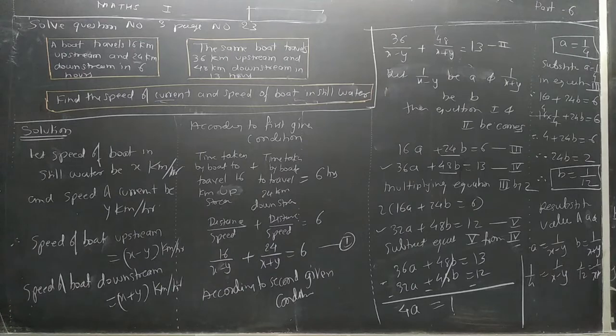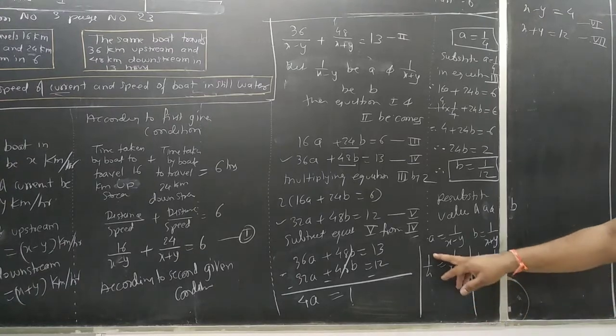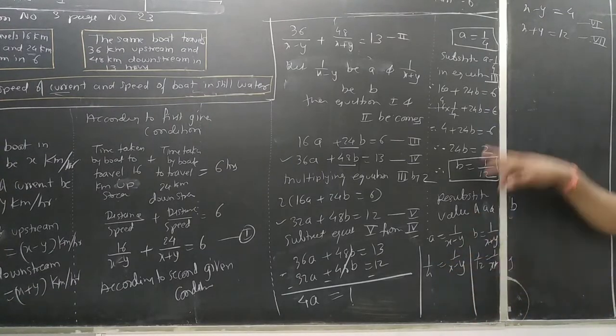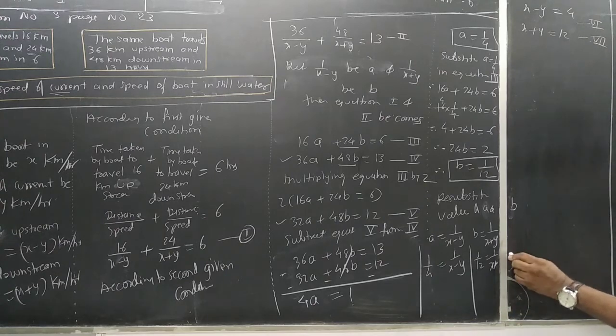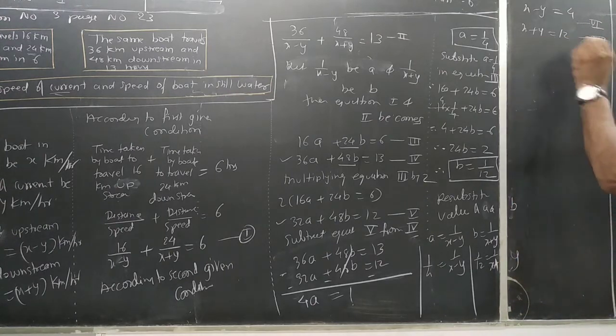So we are getting the answer, x minus y is equal to 4. That will be your equation number 6. 1 upon 4 is equal to 1 upon x minus y, means x minus y is equal to 4. And 1 upon x plus y is there, na? Means x plus y is equal to 12 is the equation number 7.